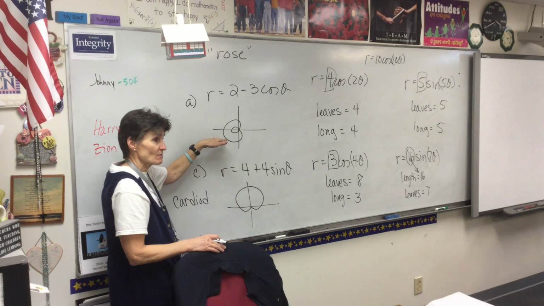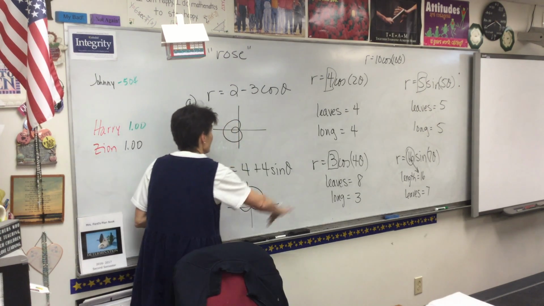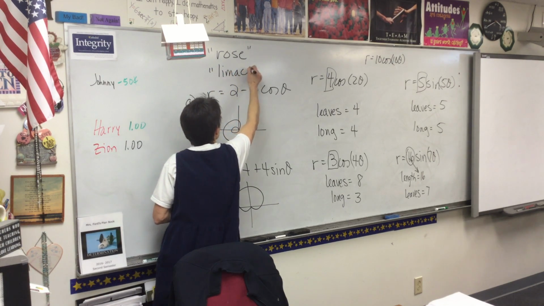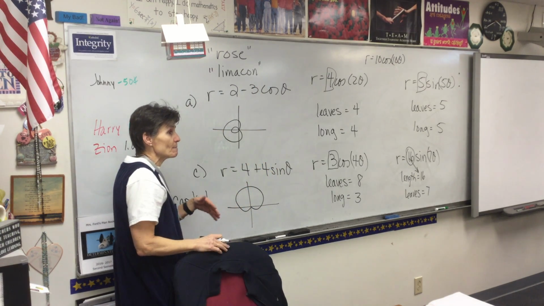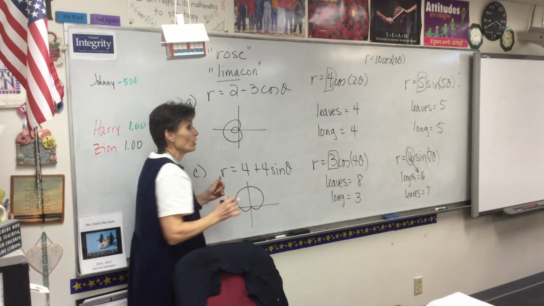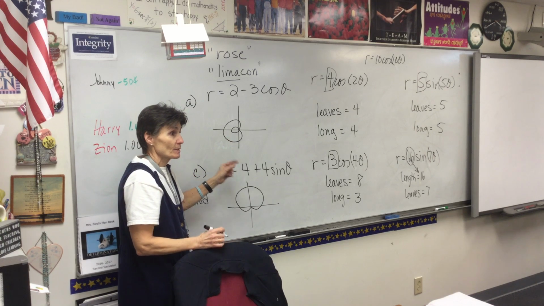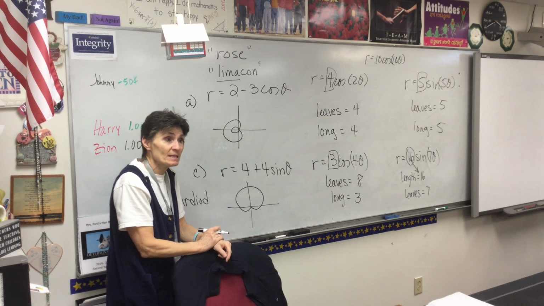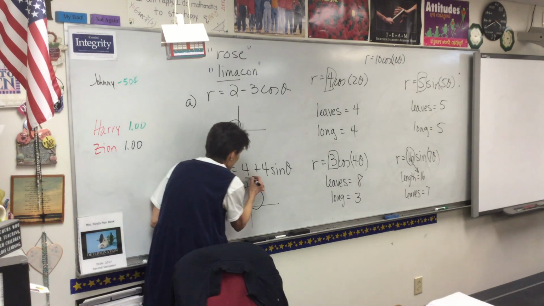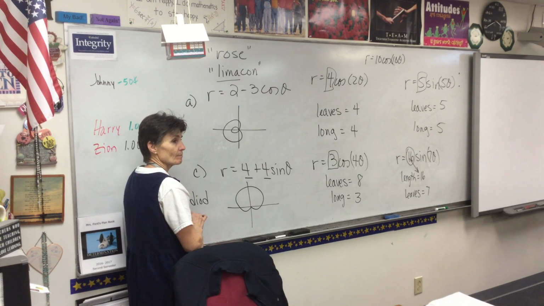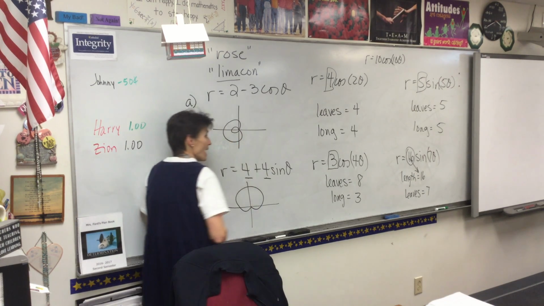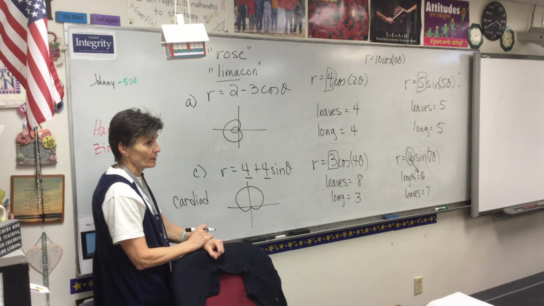Cardioids are part of this family of curves that we're talking about, like we looked at rows before. They're called limacons. And you will remember what limacons look like because they look like lima beans. So a limacon has a lima bean shape. If your limacon has these two numbers matching, you will have what's called a cardioid.